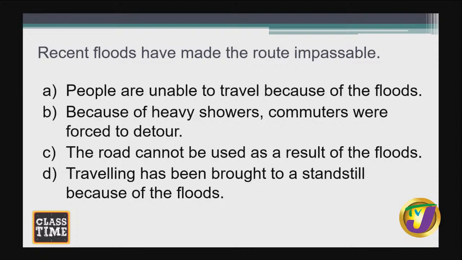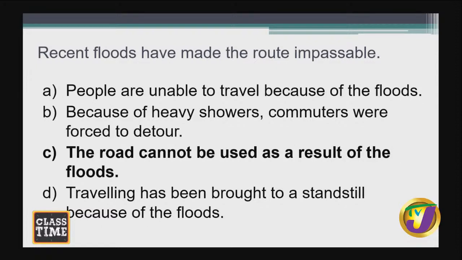C is our answer. The road cannot be used as a result of the floods. Same thing as the recent floods have made the route impassable. You can't use the road, the route is impassable. And we have the floods being blamed, and we know that that is the sentence there.